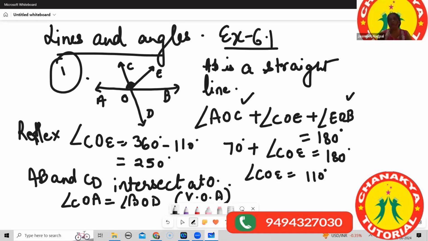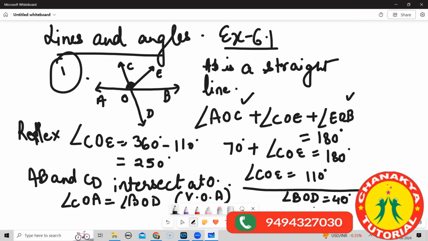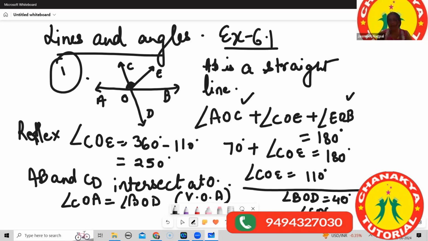Without any reason, there is no use of geometry. So you have to write all the steps and reason. This is mandatory. Now this is vertically opposite angle. Then you will write what is BOD. I think BOD is given. So you will use BOD is 40 degree. It is given. So COA is also 40 degree because these two are the same vertically opposite angles. Very good. Now note it down.